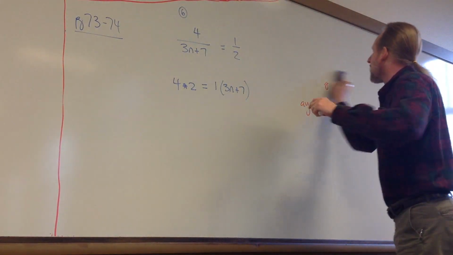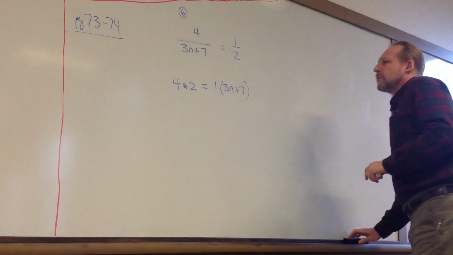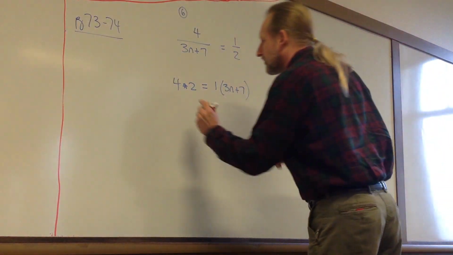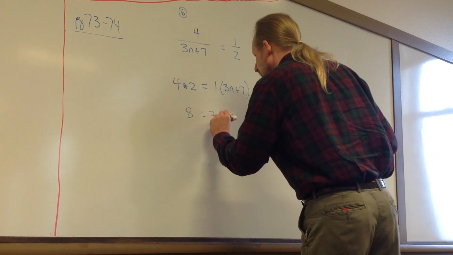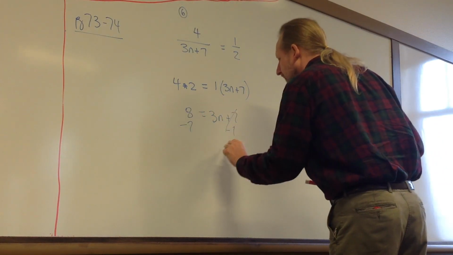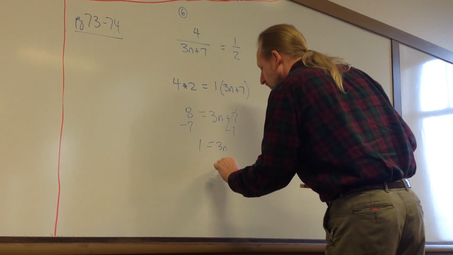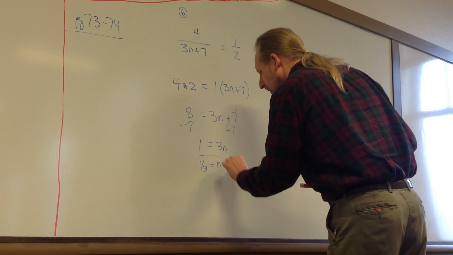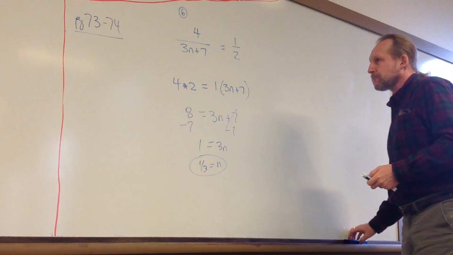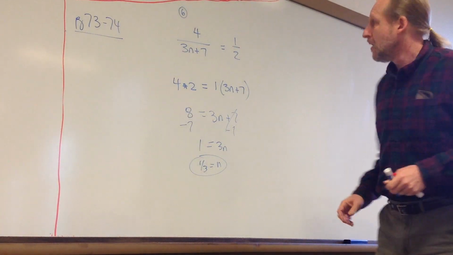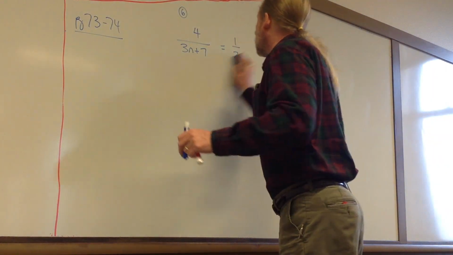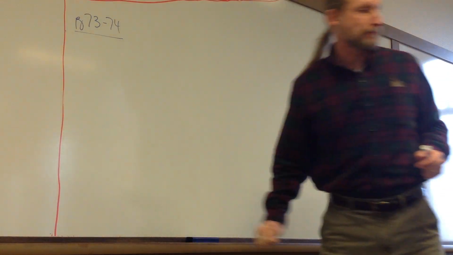Okay. So we can cross multiply here, and that'll give us 8 equals 3n plus 7. Subtract the 7 over here. 3n equals 1. And so n is equal to 1/3. Okay. That's pretty straightforward. Let's look at a different one where we have to cross multiply.